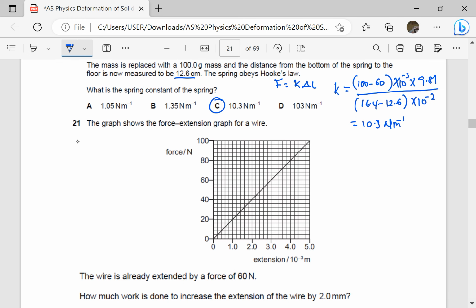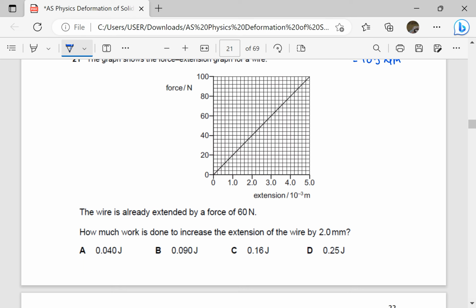The graph shows the force extension graph for a wire. The wire is already extended by a force of 60 newtons. How much work is done to increase the extension of the wire by 2 millimeters? It is already extended by a force of 60 newtons, so let's check 60 newtons. Then we want to increase the extension by 2 millimeters. That means we shall increase this up to 100.